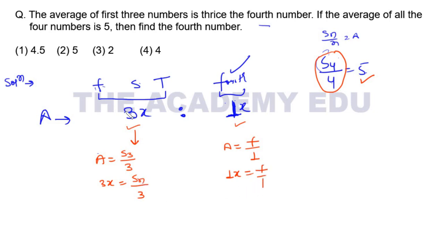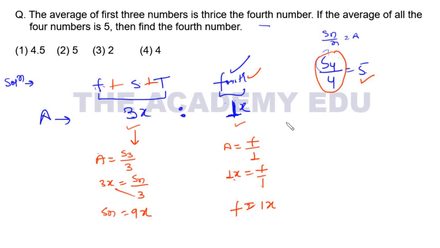So what is the sum of these 3 numbers? Sn is equal to, cross multiply, 9x. And what is the fourth number? There is only one number, so the fourth number is 1 into x, 1x. So now I know the sum of these 3 numbers and this one.